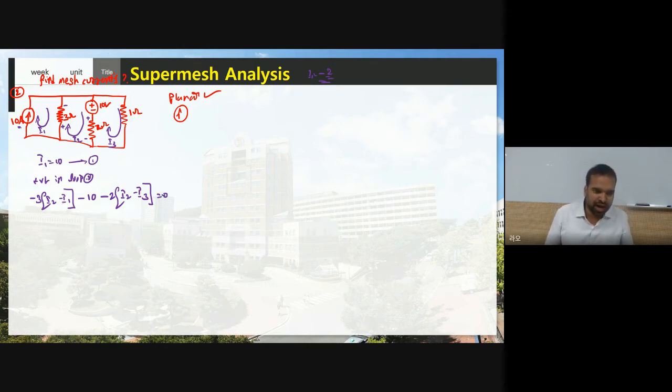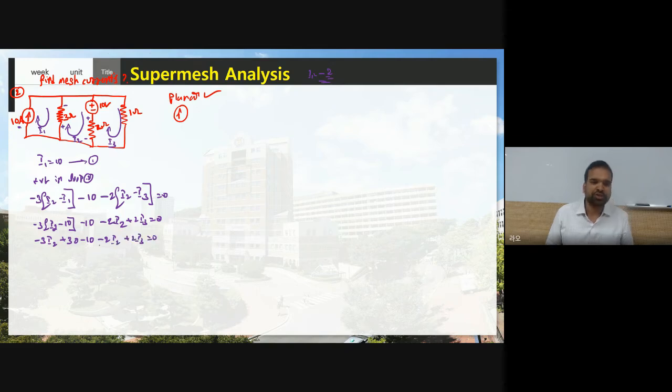You already know I1, right? What is I1? 10. Can I substitute I1 here? Yes, minus 3 times, instead of I1, 10, minus 10. Just multiply this inside: minus 3I2 plus 30 minus 10, and here minus 2I2 plus 2I3 equal to 0.